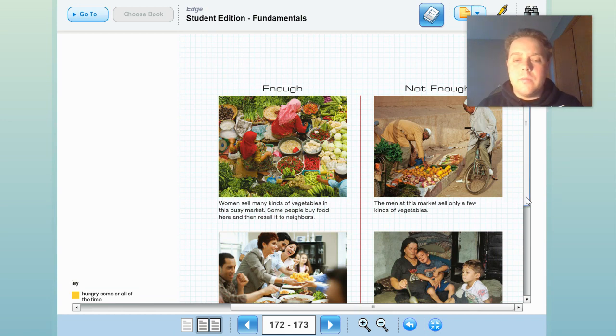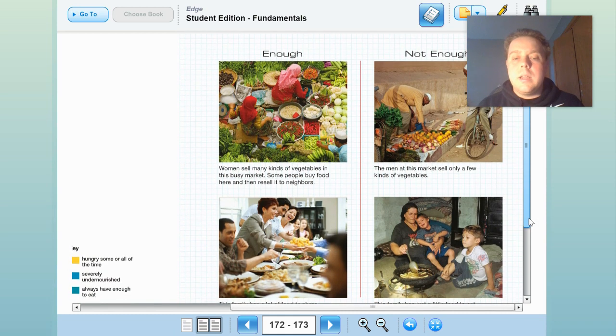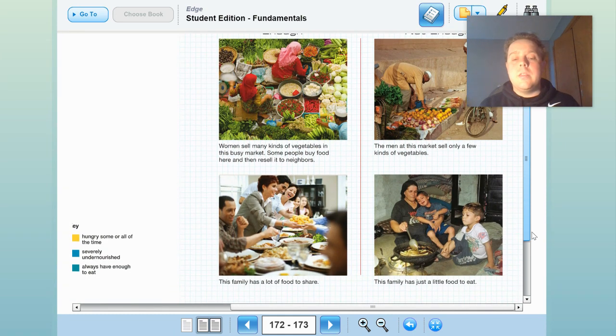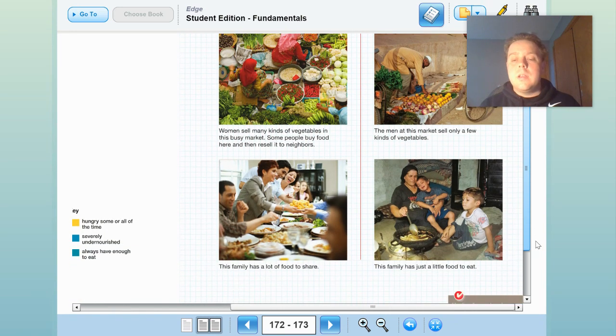Women sell many kinds of vegetables in this busy market. Some people buy food here and then sell it to their neighbors. This family has a lot of food to share. The men at this market only sell a few kinds of vegetables. This family has just a little food to eat.